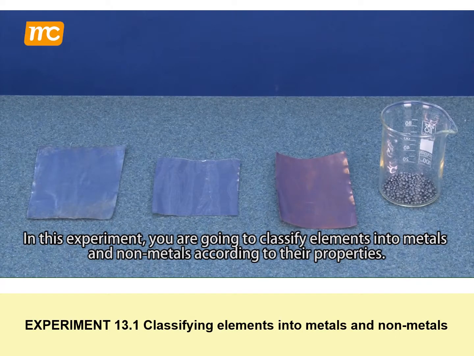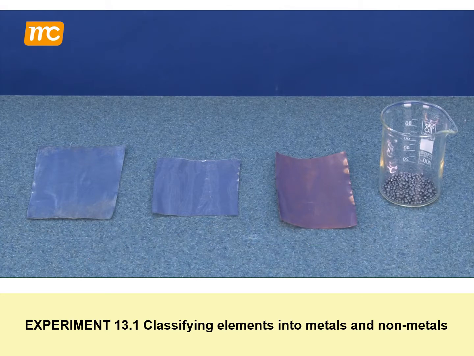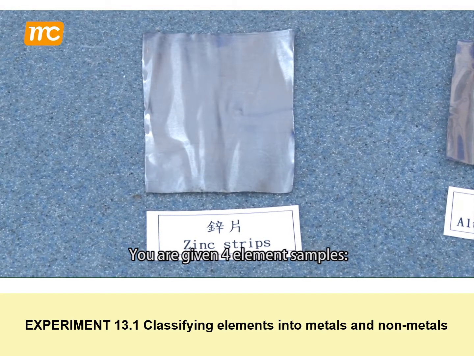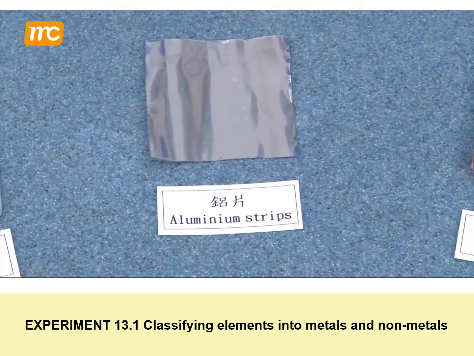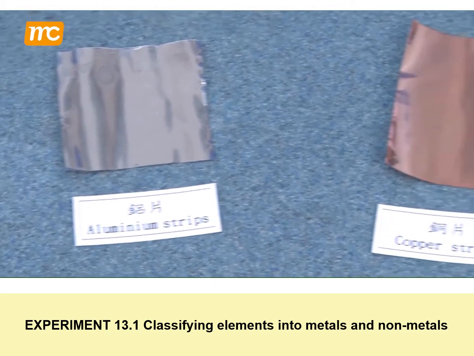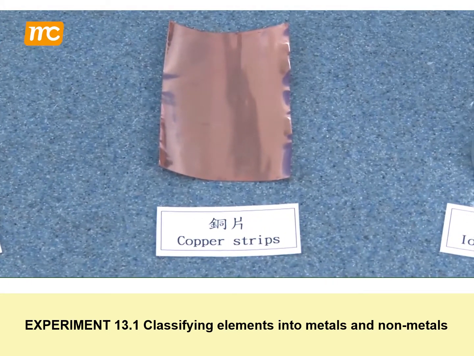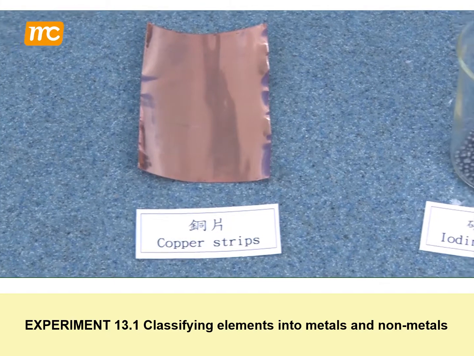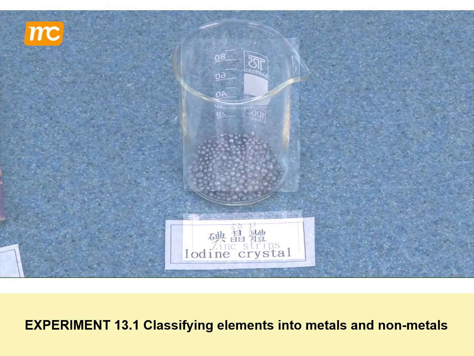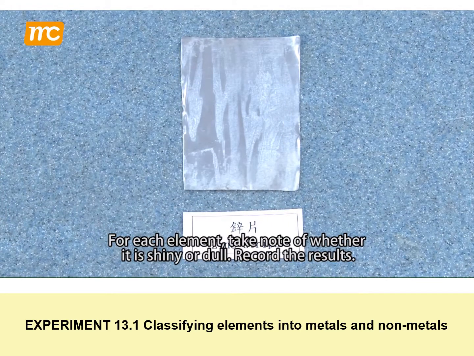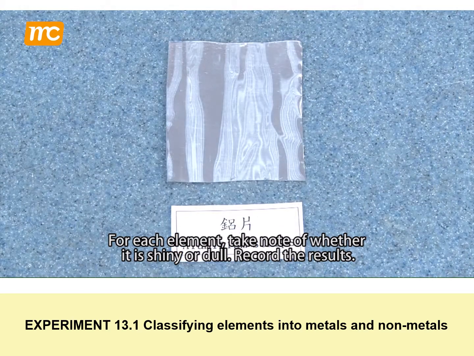In this experiment, you are going to classify elements into metals and non-metals according to their properties. You are given 4 element samples: zinc, aluminium, copper, and iodine. For each element, take note of whether it is shiny or dull. Record the results.